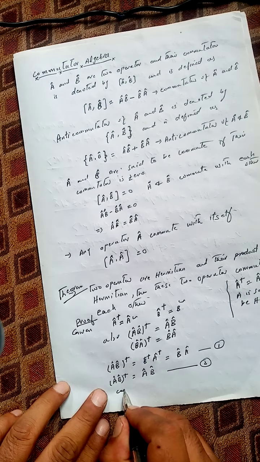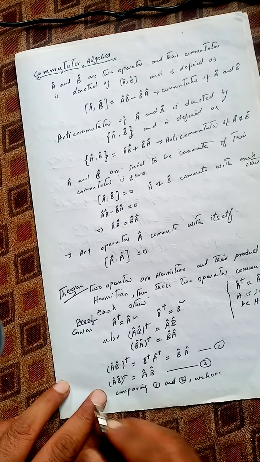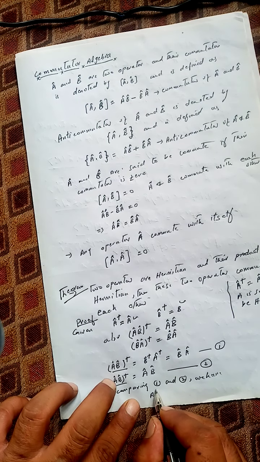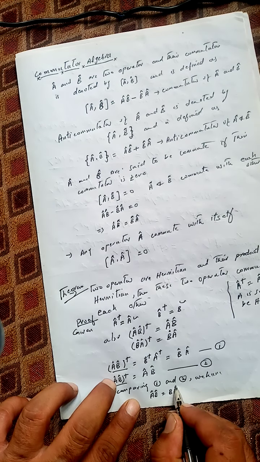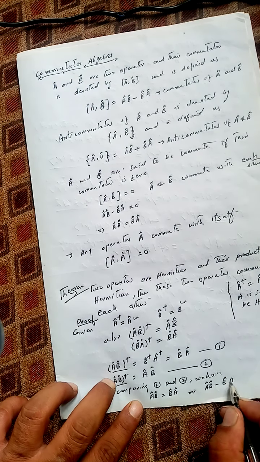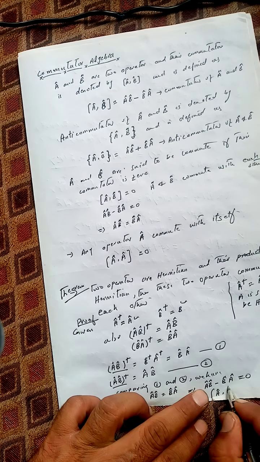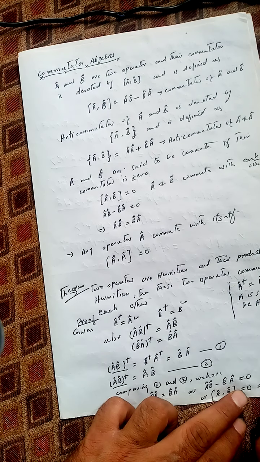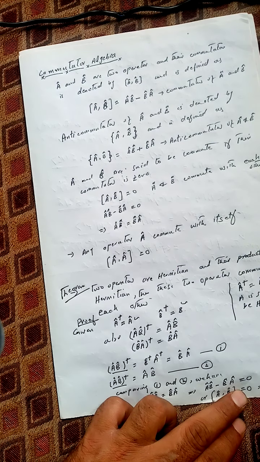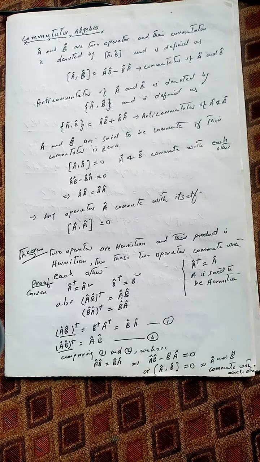Now comparing one and two, the left sides are equal, so the right hand sides should also be equal. The right hand sides of both are AB is equal to BA. This implies that AB minus BA is equal to 0. Or this is the commutator of A and B, which is equal to 0. This implies that A and B commute with each other. So we proved the theorem here.